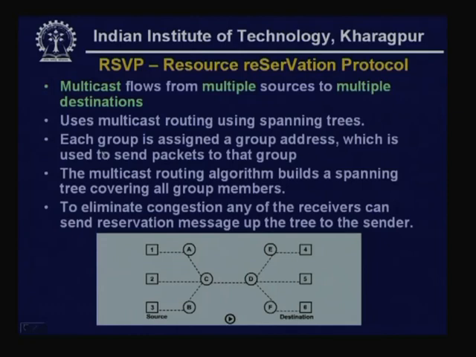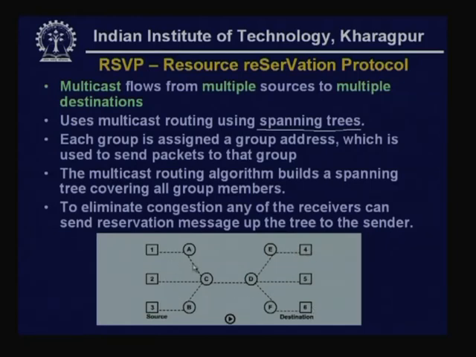So, in such a case, each group is assigned. First of all, it uses multicast routing using spanning trees. So, let us see how it is being done. Here 1, 2, 3 are the sources, and 4, 5, 6 are the destinations. Now, these 1, 2, 3 are giving video service to the destination stations 4, 5 and 6.